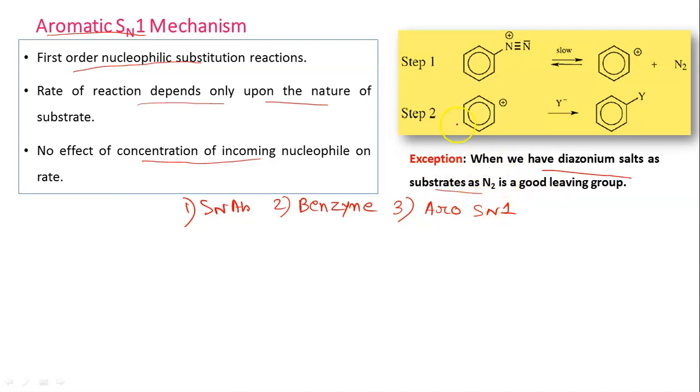Now what is the driving force here? See, in step 1, this is the aryl diazonium cation. The first step is the formation of this intermediate, which is the aryl cation. This is our intermediate, INT I am writing, and here the driving force is the liberation of nitrogen. Nitrogen is a very good leaving group, so that is the reason you can easily form this type of aryl cation. Otherwise this type of aryl cation is not very stable at all.